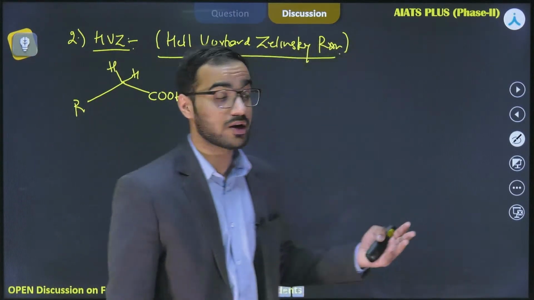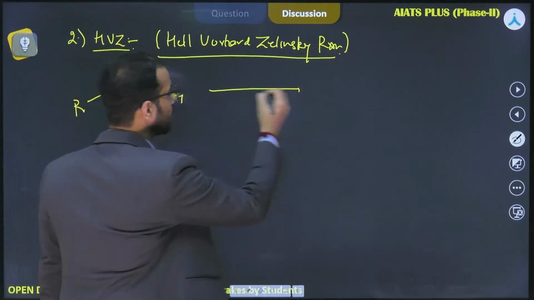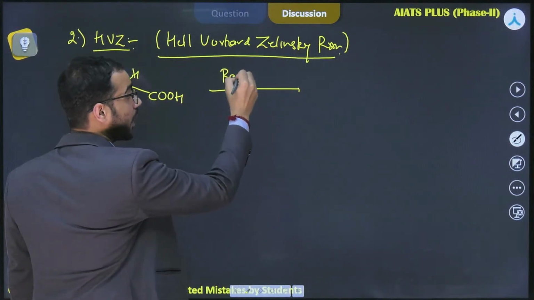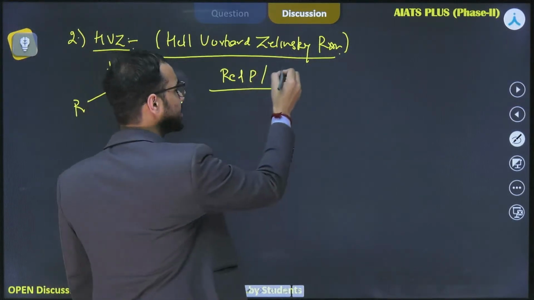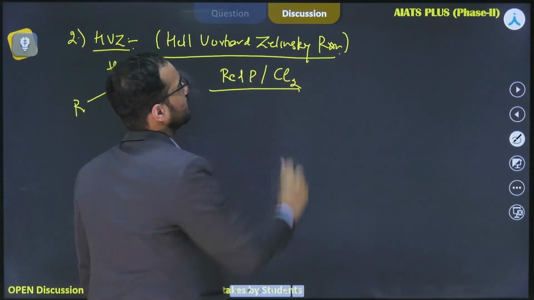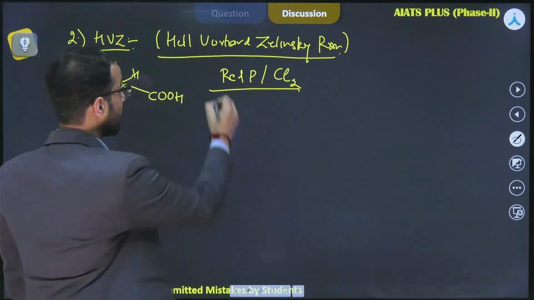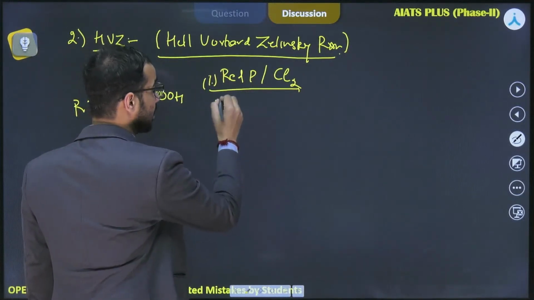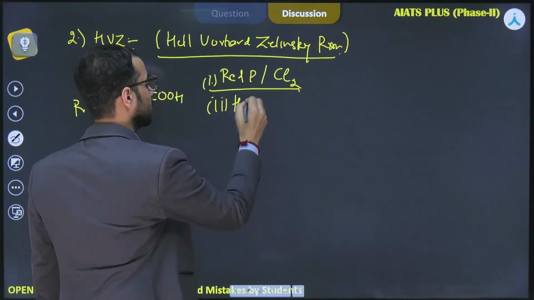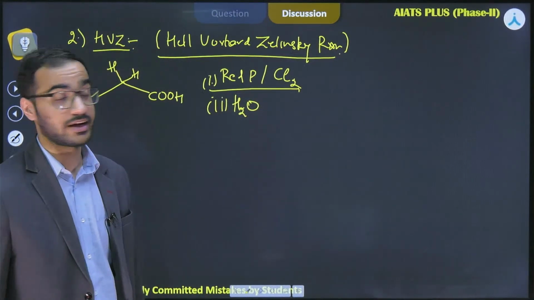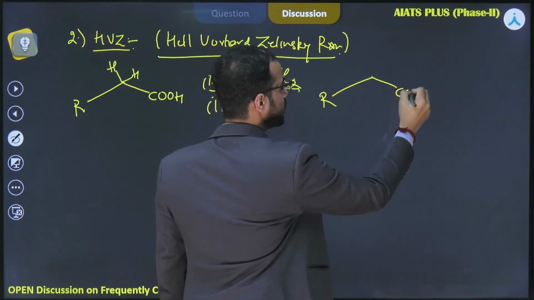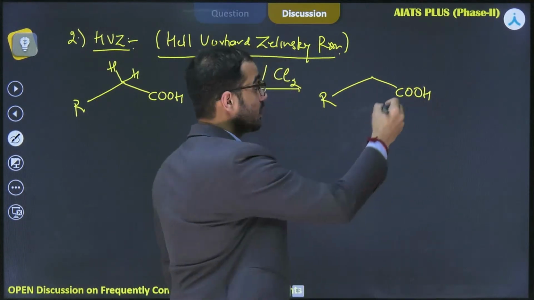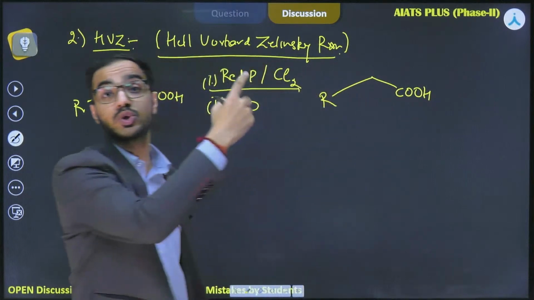Okay, and what you are reacting with: you will react in the presence of red phosphorus and any halogen. Let us say you have taken chlorine. This is the first part, and in the second part you will be adding water. So what is the major product you will get? You will simply get RCOOH, and at the alpha position the substitution takes place.